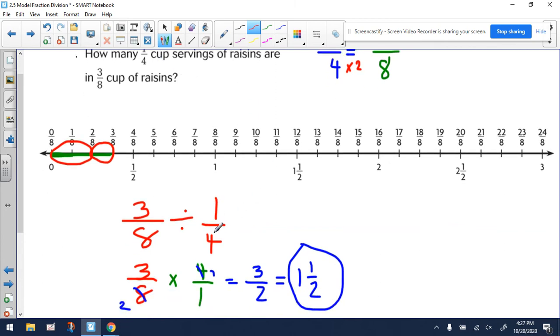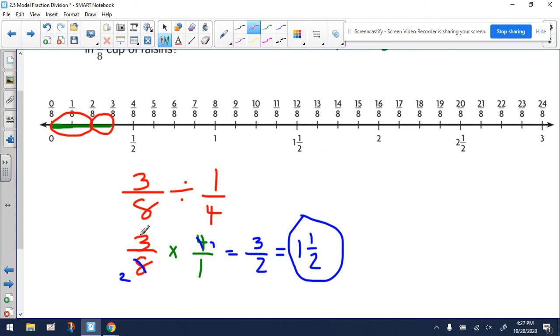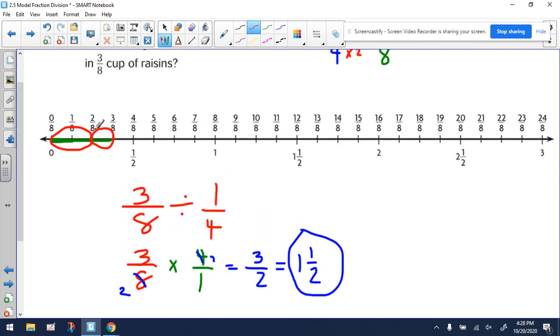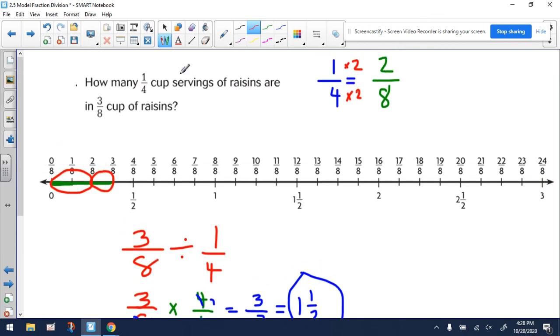Now, if we did the algorithm for that, and we did 3/8 divided by 1/4, that's the same thing as 3/8 times the reciprocal of 1/4, which would be 4 over 1. And if we went ahead and took advantage of the reducing opportunity here and did 3 times 1 and got 3, 2 times 1 and got 2, and rename that as a mixed number, we would get 1.5. And you can see we have 1.5 groups of 1/4. So that one's a little bit tricky because this is a partial group, and that can make it a little bit confusing.